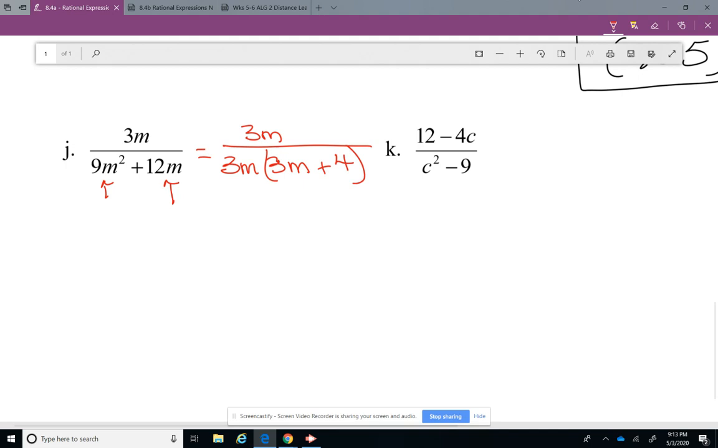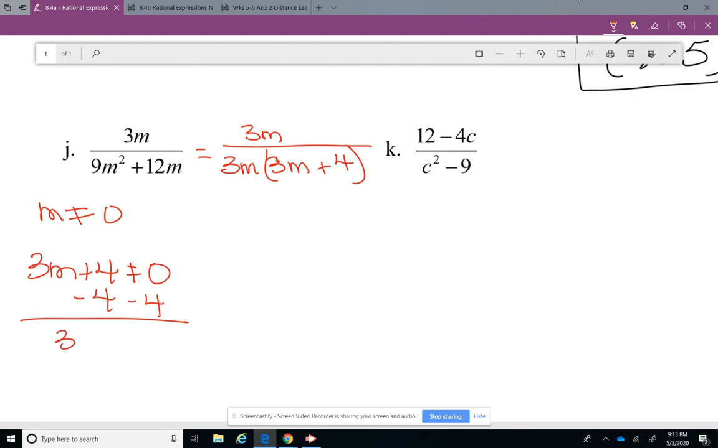Boom. All right, let's go ahead and figure out what our restricted values are. You can set 3m equal to 0 if you want to, but I know that m cannot be 0, because if m was 0, then that would disappear, and it would make that next to it disappear if I multiplied it. You might want to set 3m plus 4 equal to 0, but remember, we don't want it to equal 0. When we subtract 4, we get 3m equals -4, and we divide by 3. So we see here that m cannot be -4/3, and it cannot be 0.